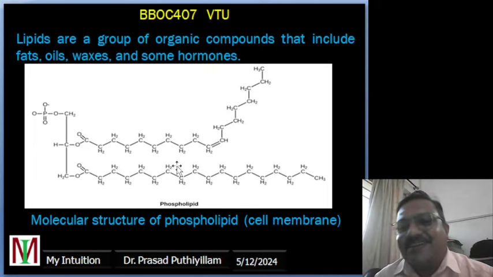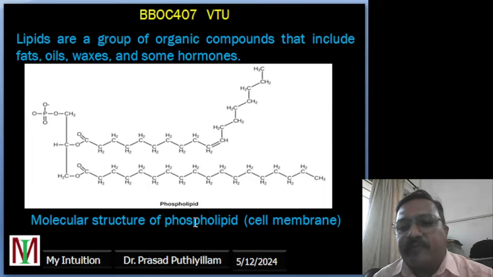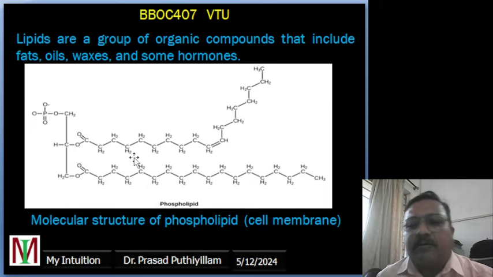This is a sample structure of a phospholipid, just to show how the structure goes in the molecule. Lipids are a group of organic compounds which include fat, oil, and some other things like hormones. This is just a molecular structure of a phospholipid, not that all lipids have the same structure. Only to show that it has a very long tail. We call this the tail, and this particular region we call the head of that lipid.